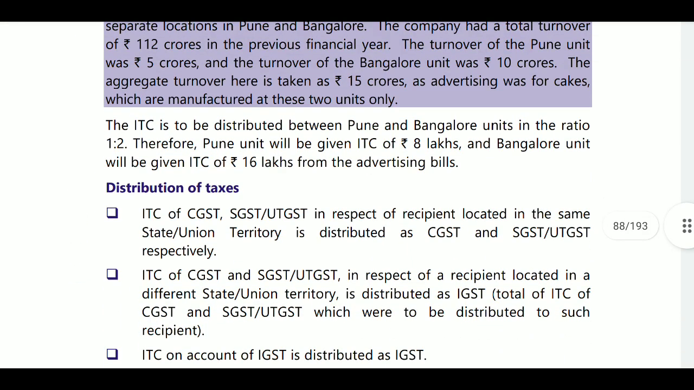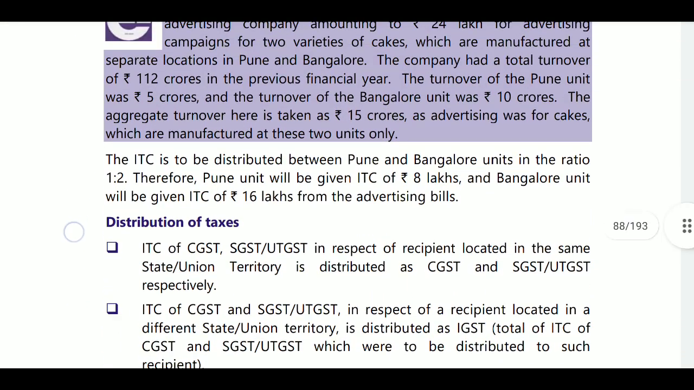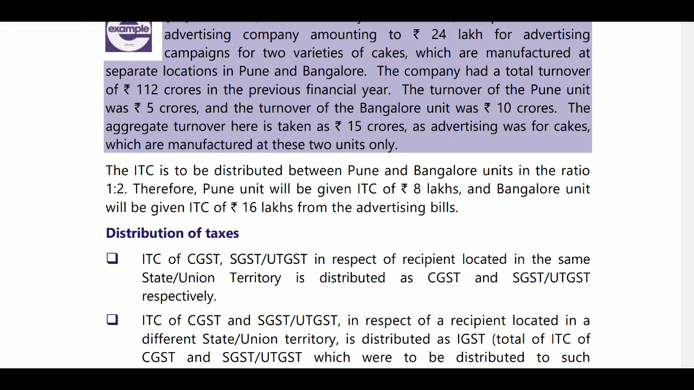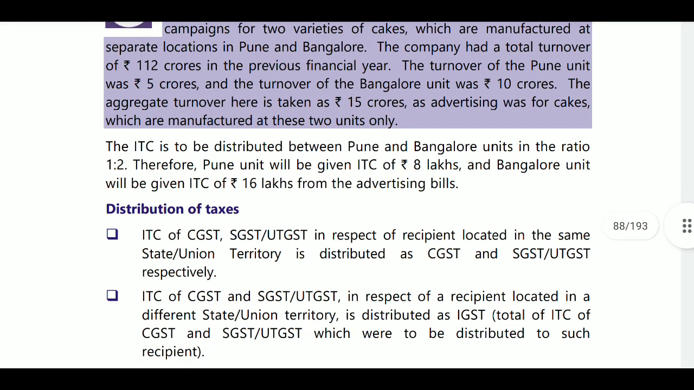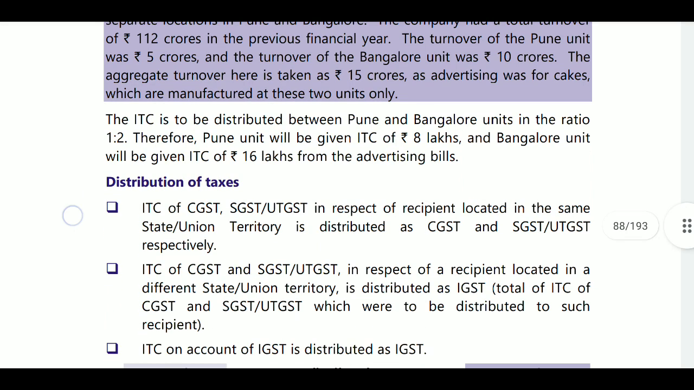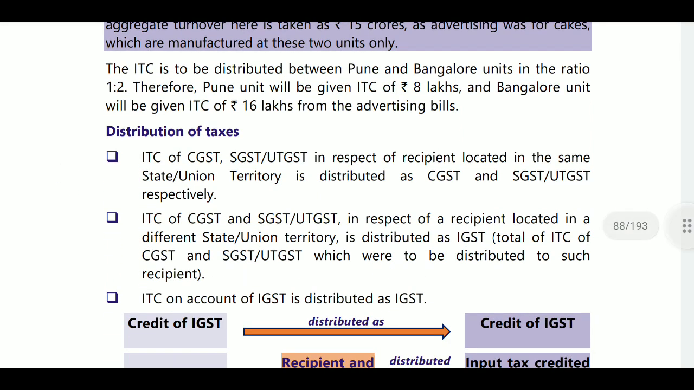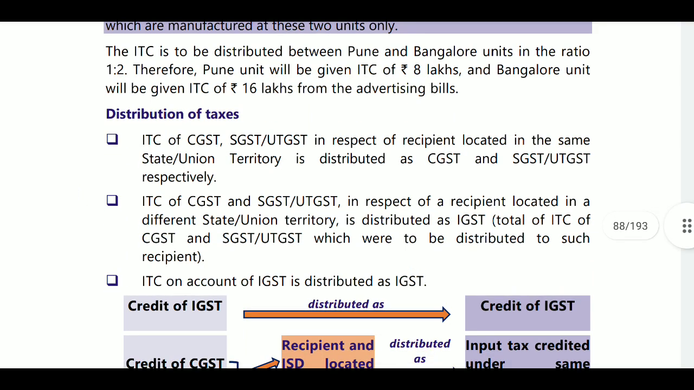So the ITC is distributed between the Pune and Bangalore units in the ratio of 1:2. Therefore, the Pune unit will be given ITC of 8 lakhs and the Bangalore unit will be given ITC of 16 lakhs from the advertising bills. When distributing the taxes, you must follow this. That is, ITC of CGST, SGST, UTGST in respect of a recipient located in the same state or union territory is distributed as CGST, SGST, UTGST respectively.